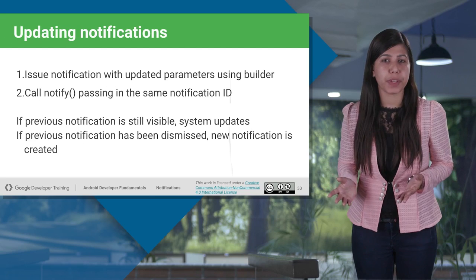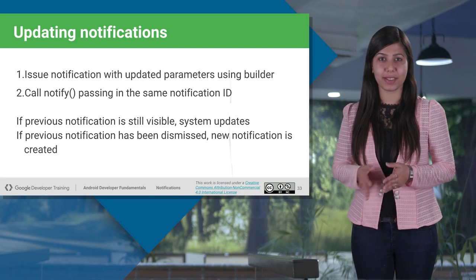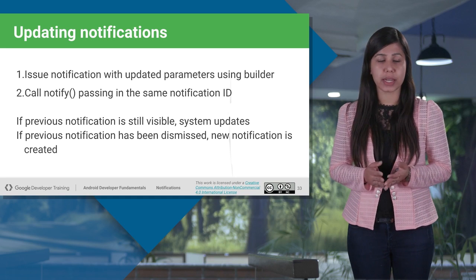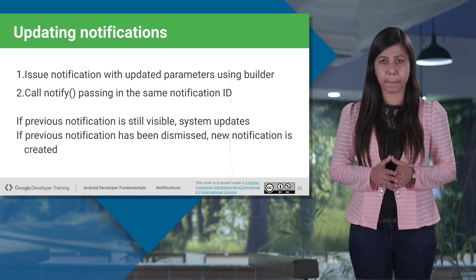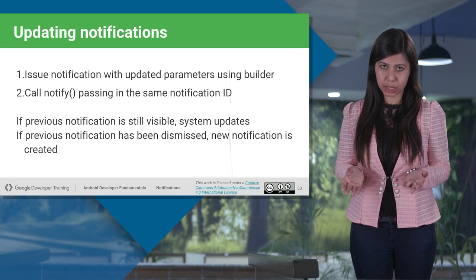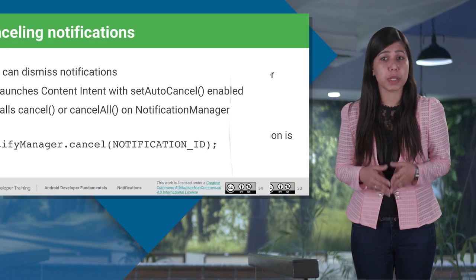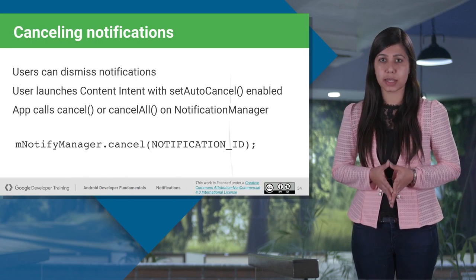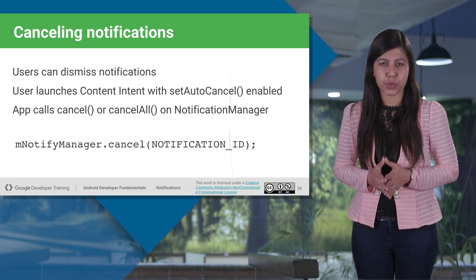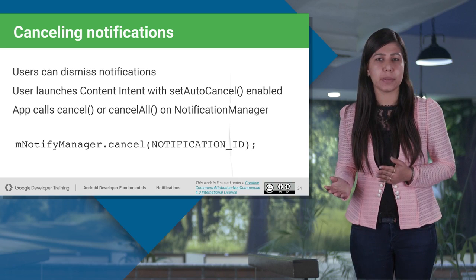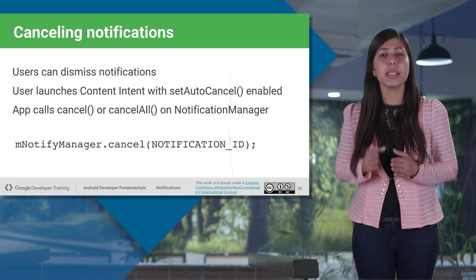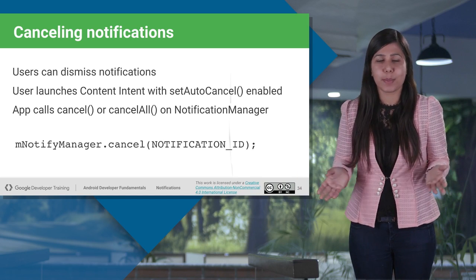If you need an updated notification, you can issue it with updated parameters using Builder and calling notify of NotificationManager to state that the notification has been changed. In case if previous notification is still visible, the system will update it. And if the previous notification has been dismissed, the new notification is created. It is not always possible that the user will go and look into the notification. You may want it to automatically clear when the user taps on it. You control that by calling builder set auto cancel and it disappears.